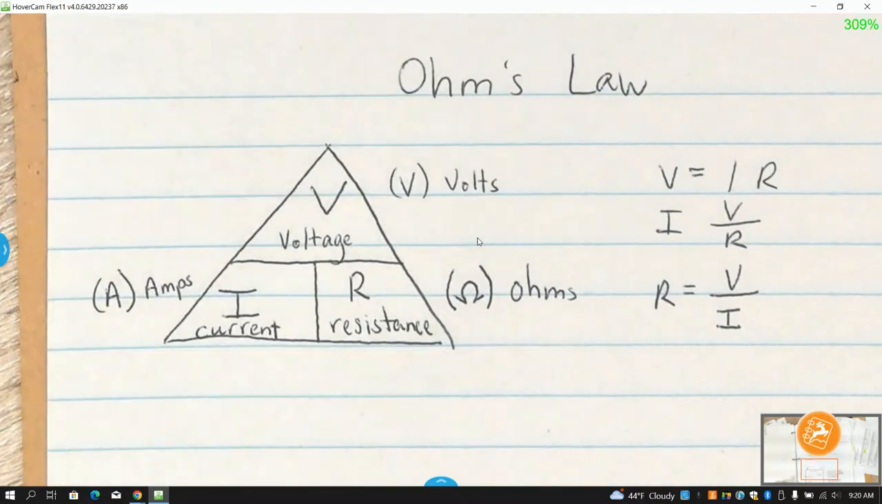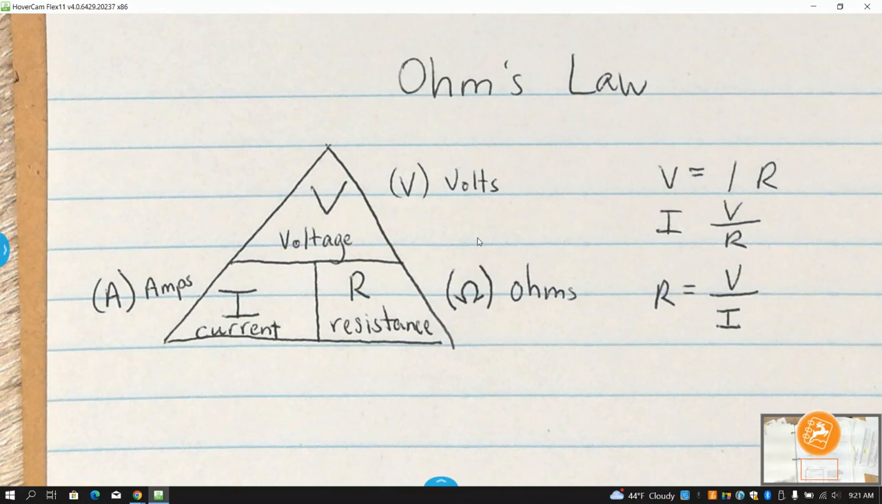Now, in the circuits that we're going to be looking at, this is pretty much the dominating piece. We need to make sure that we have this in order to solve for any of our circuit things. Now there are two circuits that we're going to look at, series circuits and parallel circuits. Today, right now, we're going to just be dealing with series.